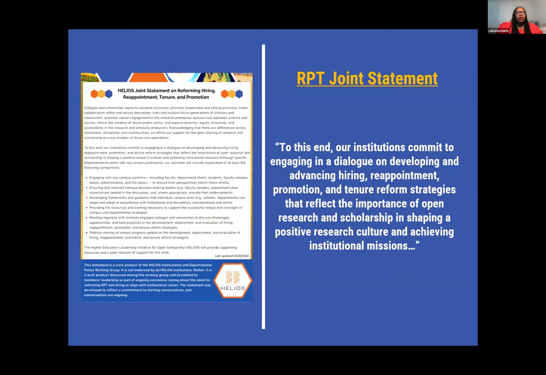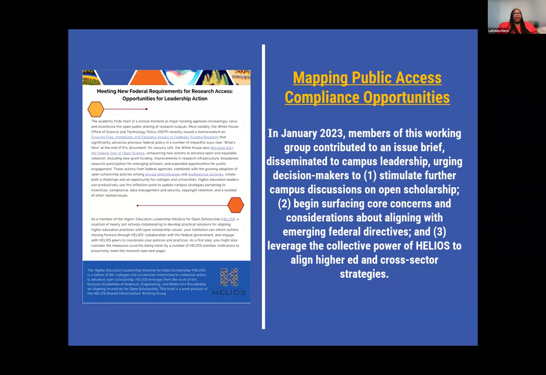And then we want to ensure that everyone has the resources that they need in order to make these decisions or changes. And so we've decided to start having little conversations where Helios Group, Helios Leadership is willing to come and talk directly to the university, talk to the faculty, developing materials that we can send out to our faculty and campus stakeholders, just so they'll understand how important this is. So this is an ongoing process. Okay, let me not go too far. Okay, so in January of 23, the members of the working group contributed to an issue brief where we disseminated this information to campus leadership and engaged the stakeholders to really further these campus discussions on open scholarship.